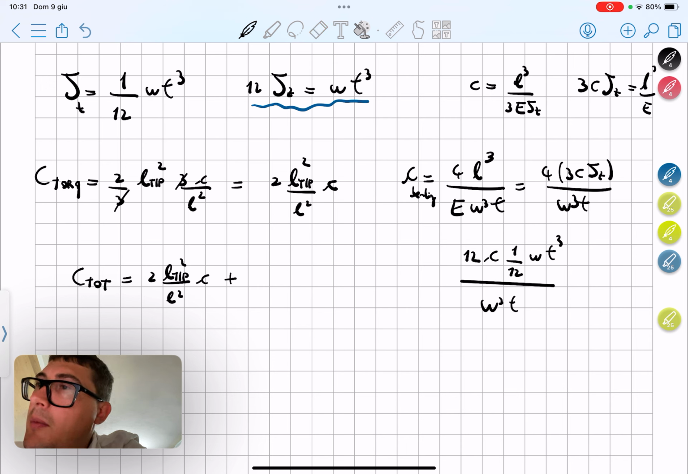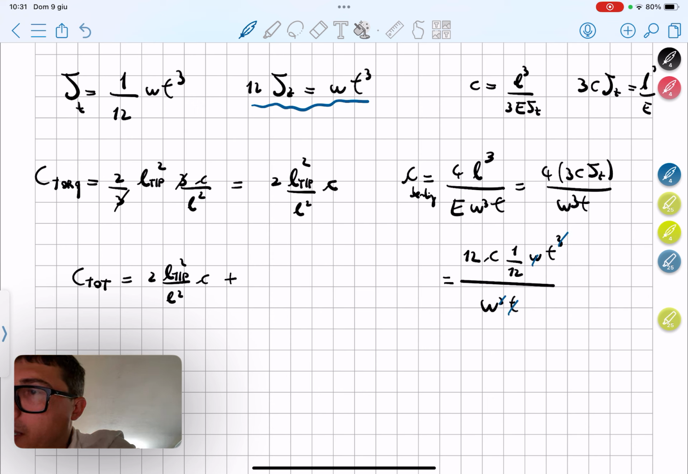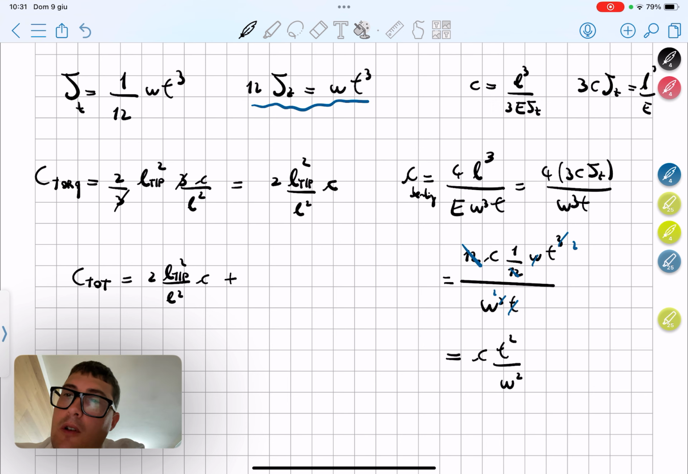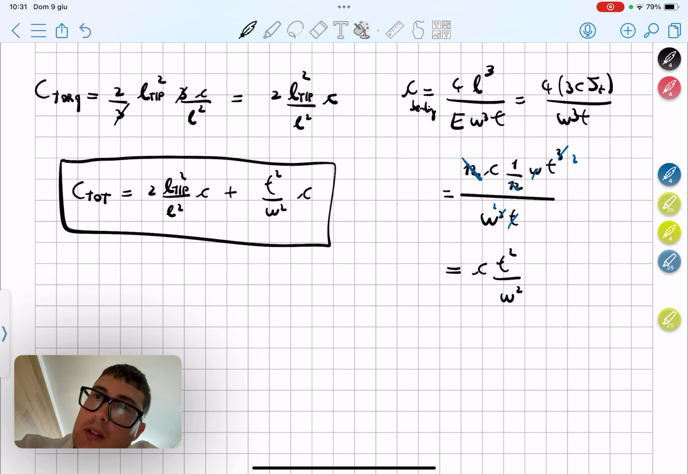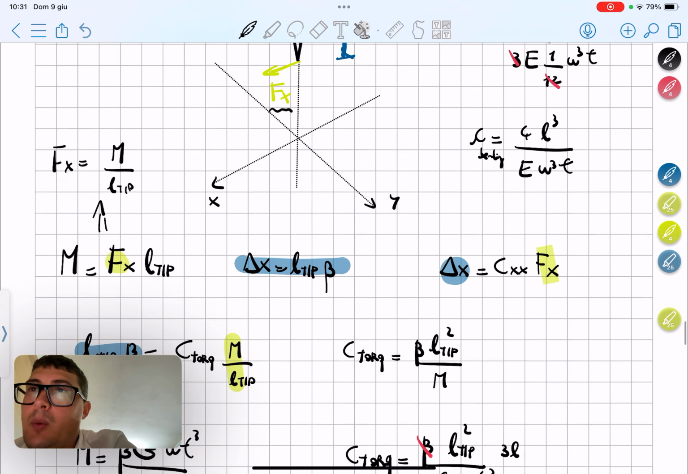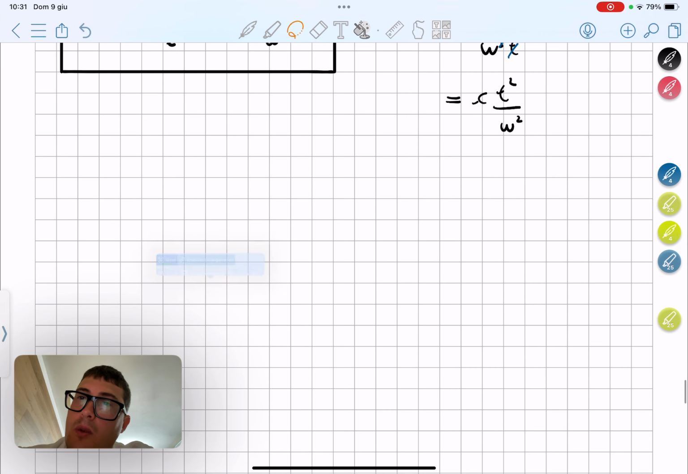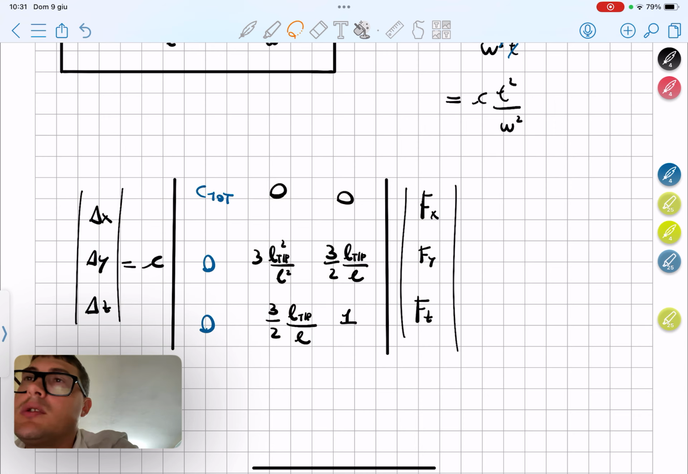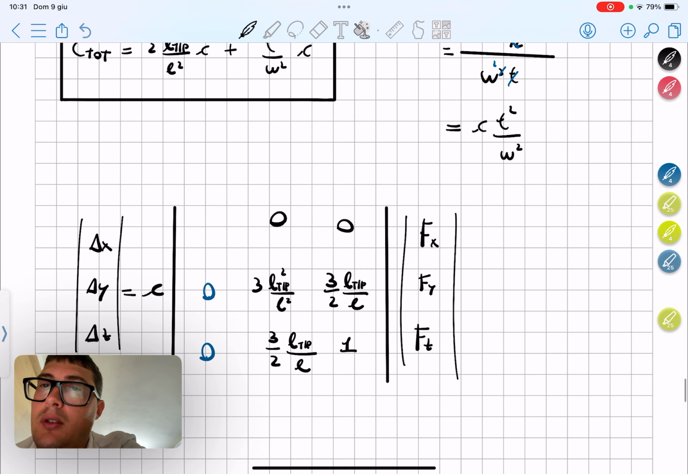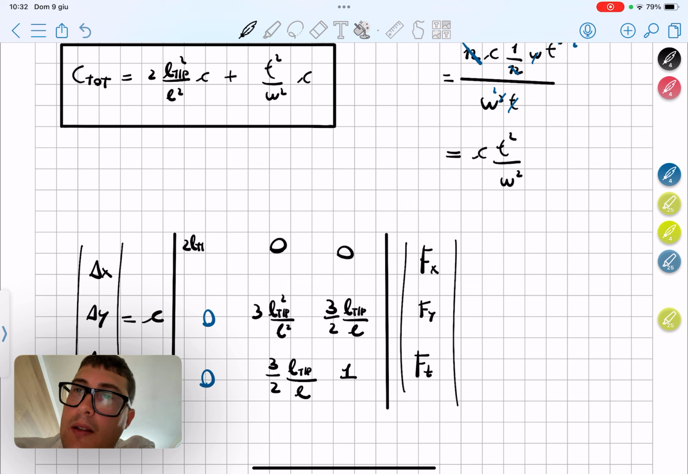Sorry, but I didn't remember that I needed to express it in terms of C, so I need to correct this. T is here going, this one going, so we have 2 and 2. This one simplifies, yes, and we get C, which is multiplying T squared divided by omega squared, and therefore here we have T squared divided by omega squared C. Okay, so this is our total C. And I think we have finished, because if I take this bigger matrix here, the only one that were left were this pesky C total. So I can replace it here. Collecting, gathering up a C becomes 2L tip squared divided by L squared plus T squared divided by omega squared.